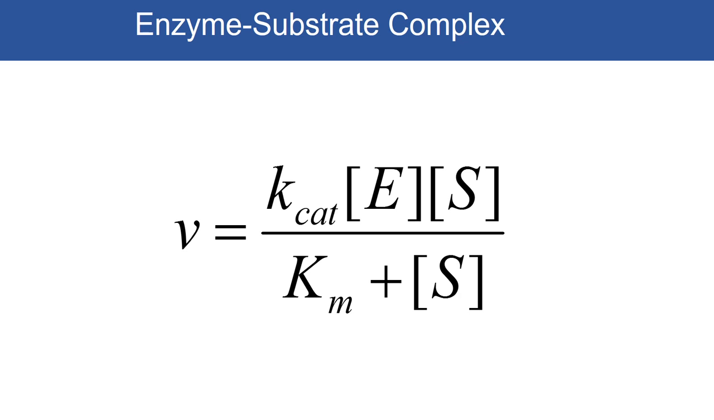So it has numeric units of per second. kcat is equal to the turnover, often referred to as the turnover number. The concentration of the enzyme is E, and the concentration of the substrate is S. Then we have the Km, which is the Michaelis constant, and that's an approximate measure of affinity, a substrate's affinity for an enzyme.